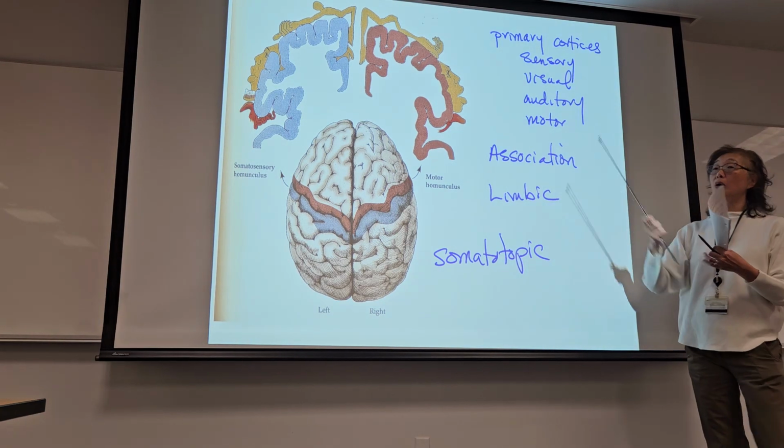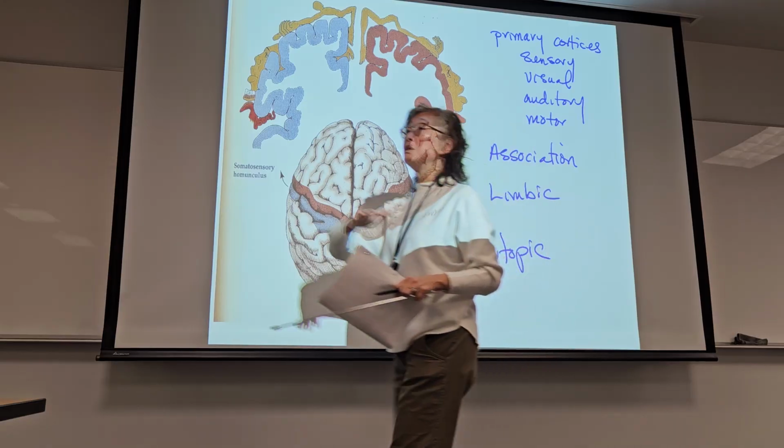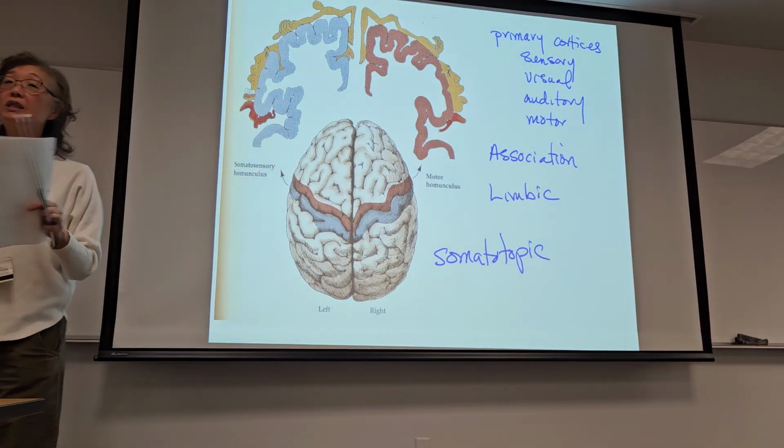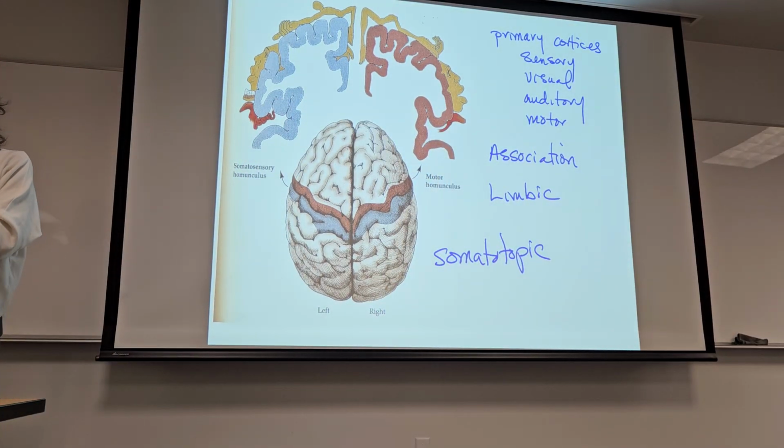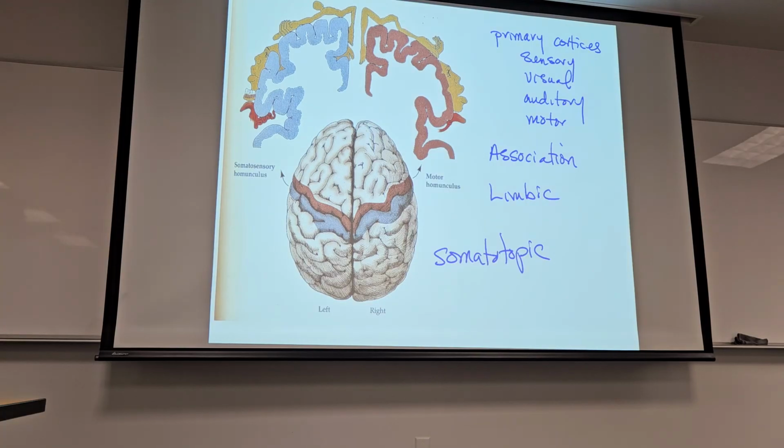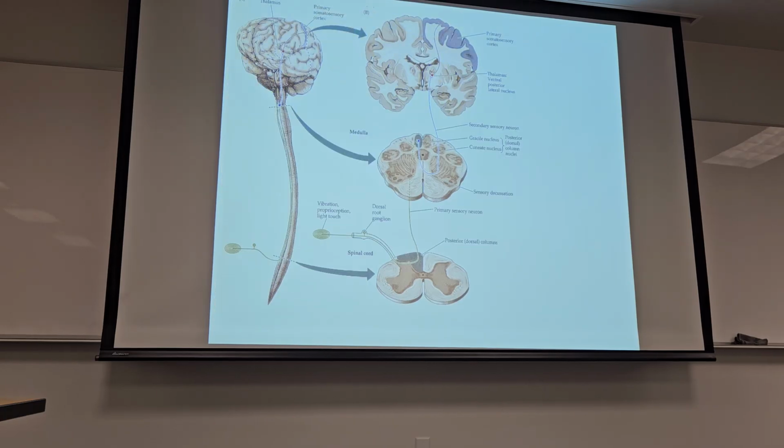Same with auditory. The tones from low frequency to high frequency are represented all the way through the different stopover points. And they don't get mixed up, they don't get reshuffled, they stay in that tonotopic arrangement. So that's a really nifty feature of our CNS. Okay, so let's start with the sensory cortex.